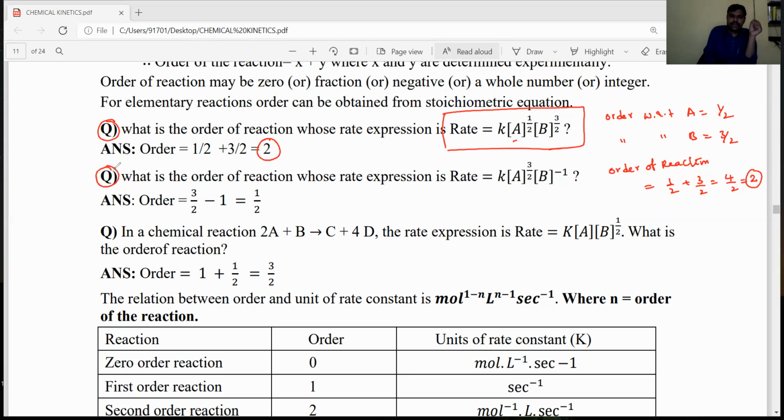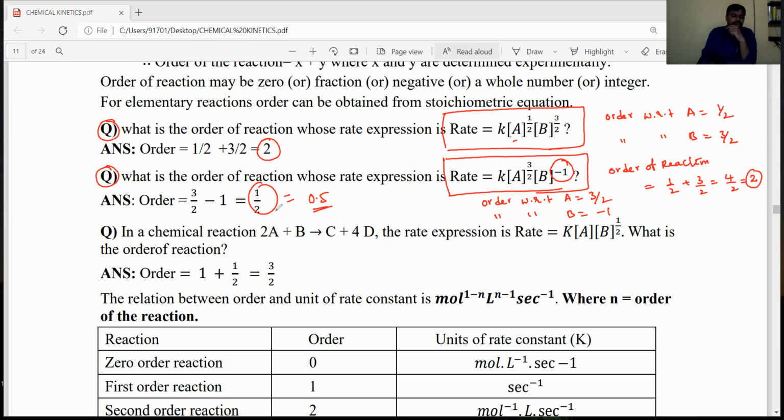Okay, let's see the second one in the same way. They gave one rate expression: the rate is equal to concentration of A to the power of 3 by 2 and concentration of B to the power of -1. So the order with respect to A is equal to 3 by 2, and the order with respect to B is equal to -1. Then the overall order is 3 by 2 plus (-1), which is 3 by 2 minus 1, equal to 1 by 2, which is nothing but 0.5.